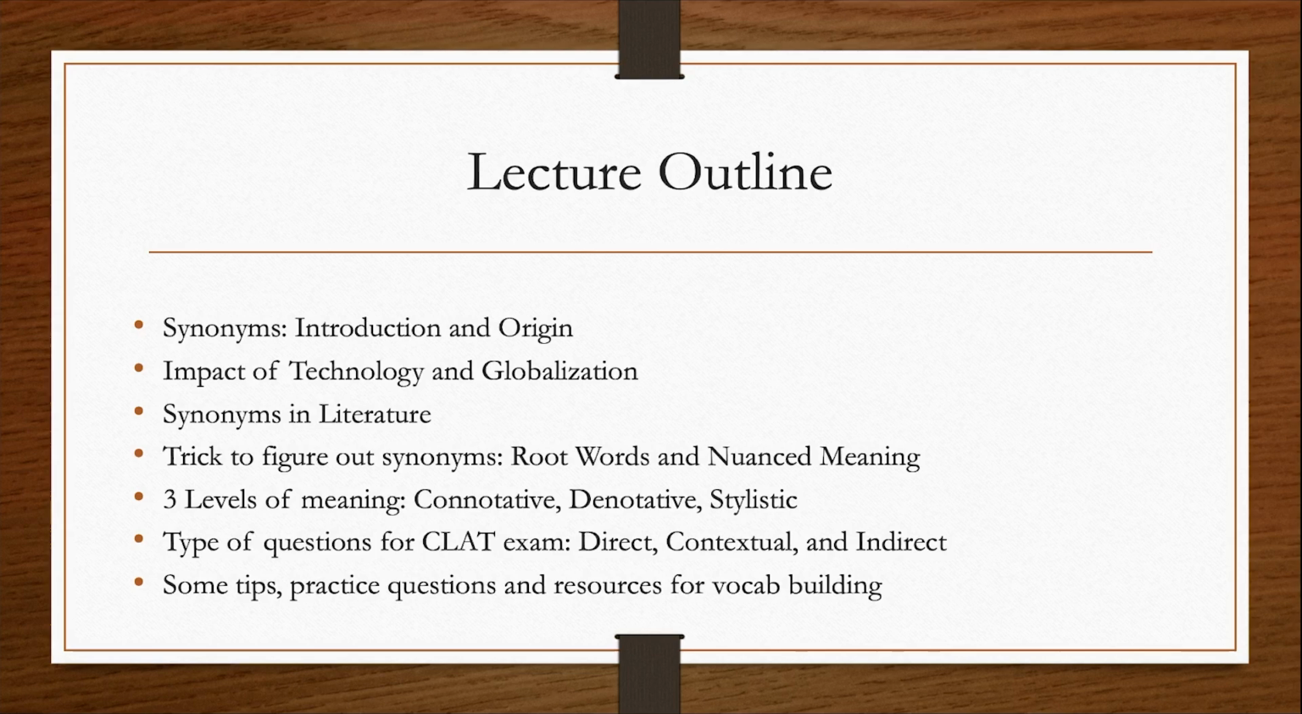First, the introduction and the origin, the impact of technology and globalization in word formation these days, some of the common synonyms that you might have come across in literature, some tricks to figure out synonyms, that is root words and nuanced meanings, then three levels of meanings that words carry, that is connotative, denotative, and stylistic, and then types of questions for CLAT exam, that is direct, contextual, and indirect. We end off with some tips and practice questions and resources for vocab building.